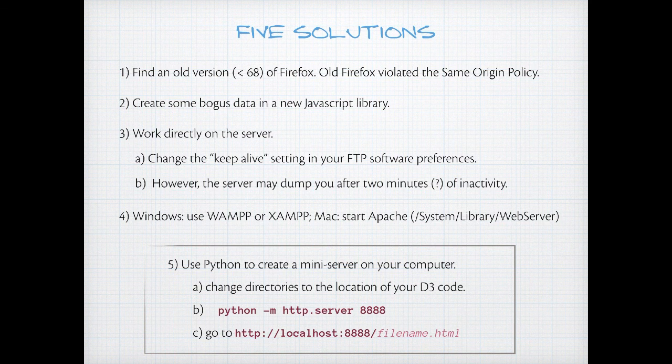Obviously, my strategy, number 5 here, is just use Python to create a mini server in the directory that you have your D3 code in. Again, right there is the command python -m http.server 8888. If you want, that Scott Murray book, Interactive Data Visualization for the Web, talks about this really briefly in chapter 4. So if you want to go read some stuff on it, you can go look in his book in chapter 4.